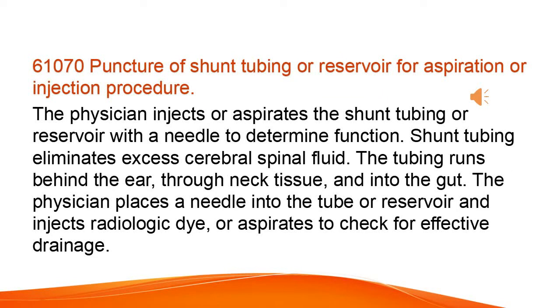Puncture of shunt tubing or reservoir for aspiration or injection procedure. The physician injects or aspirates the shunt tubing or reservoir with a needle to determine function. Shunt tubing eliminates excess cerebral spinal fluid. The tubing runs behind the ear, through neck tissue, and into the gut. The physician places a needle into the tube or reservoir and injects radiologic dye, or aspirates to check for effective drainage.